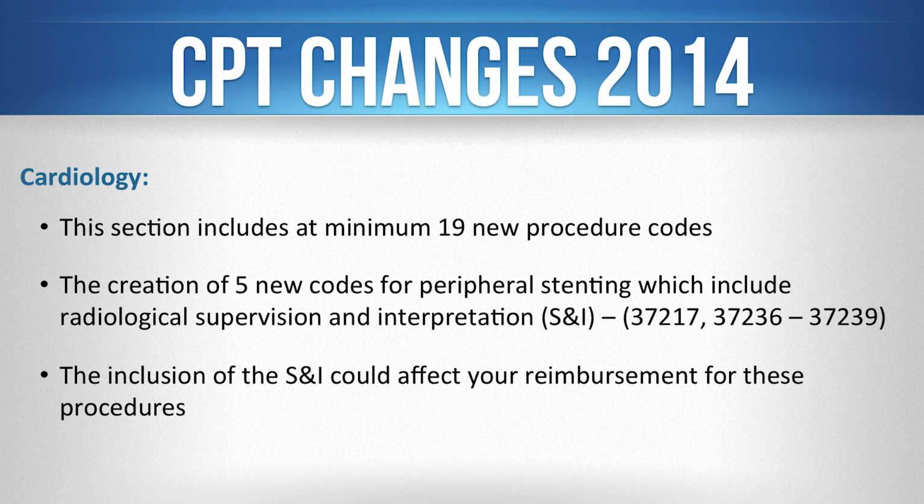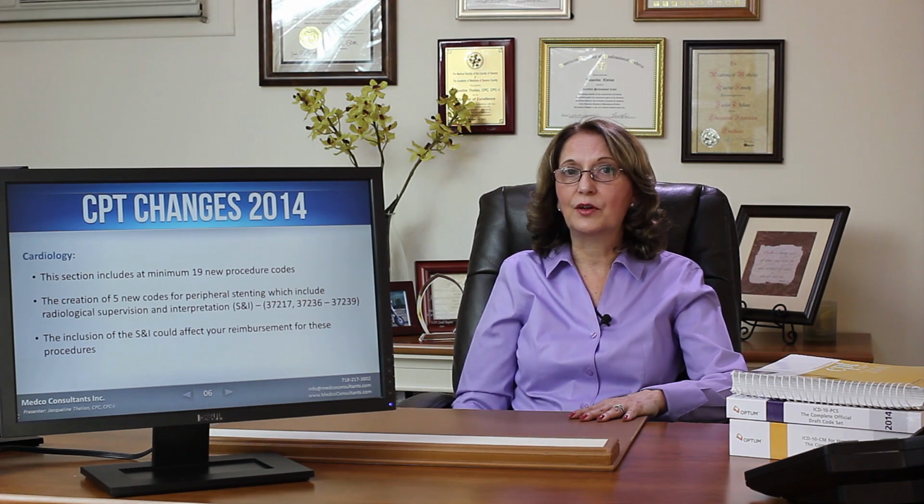Cardiology, this section has a minimum of 19 new procedure codes, 5 of which are for peripheral stenting, which now include the radiological supervision and interpretation. You might want to check these out because this will have an impact on your reimbursement.